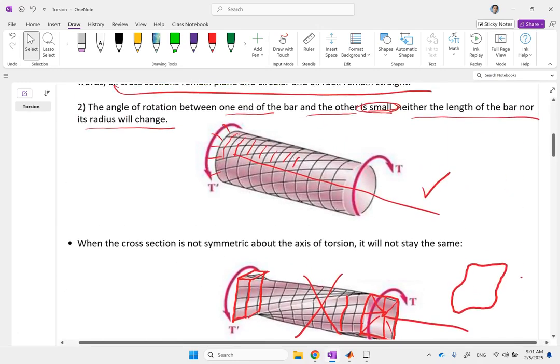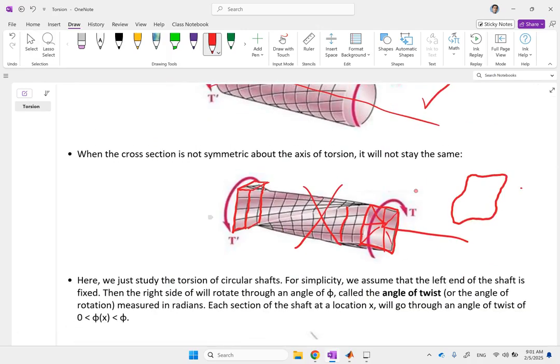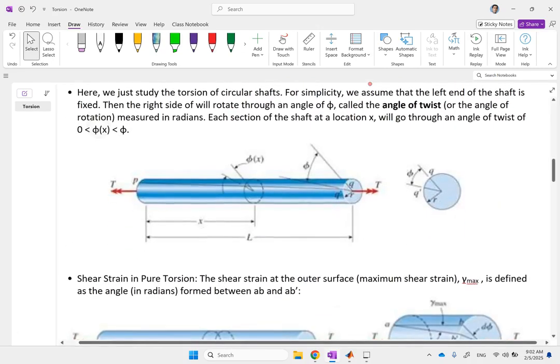But if the cross section is circular, it helps keep that angle smaller. If it's a cross section with no symmetry, then you're going to get bigger twist, what we call the twist angle or angle of twist. So that will help as well.